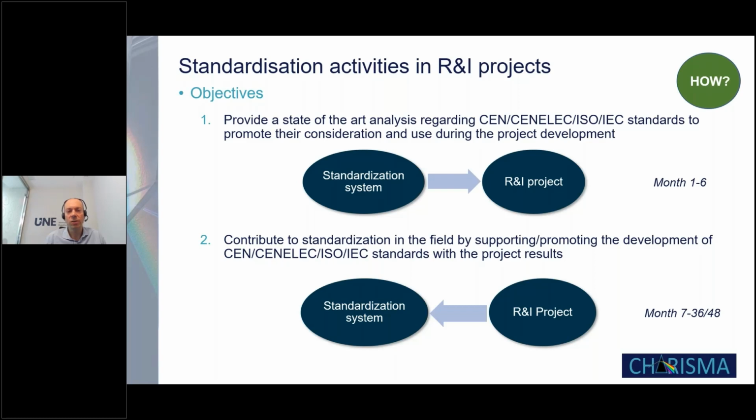And the second way of integrating this standardization activity in the research and innovation project is the other way around, moving from the research and innovation project to the standardization system, trying to feed the standardization system with the results coming from the research and innovation project in order to develop these standards, basic research and innovation results, that give this support to the impact of these results. So let's take a look at both approaches.